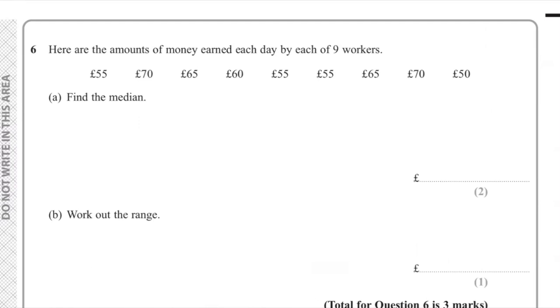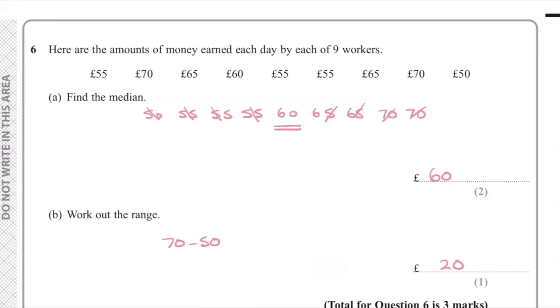To work out the median, we're going to need to put these in order first. Again, smallest to largest, but it wouldn't matter if you did it the other way round. And then you just cross off until you get to the middle. So 60 is our median. The range is the biggest take the smallest, so 20 for the range.